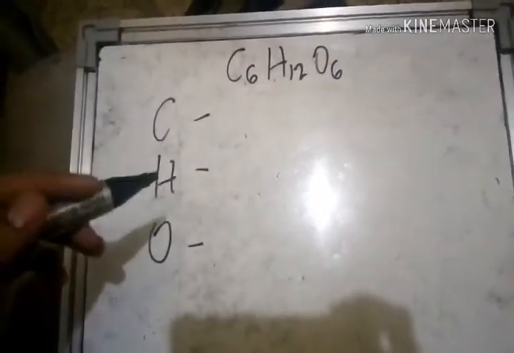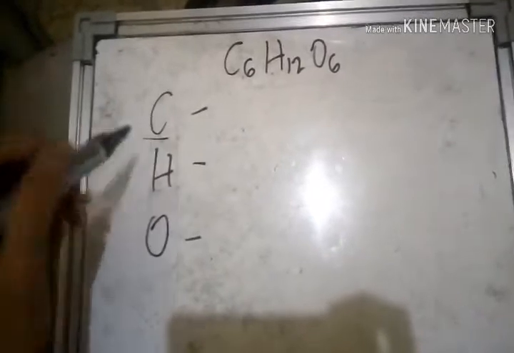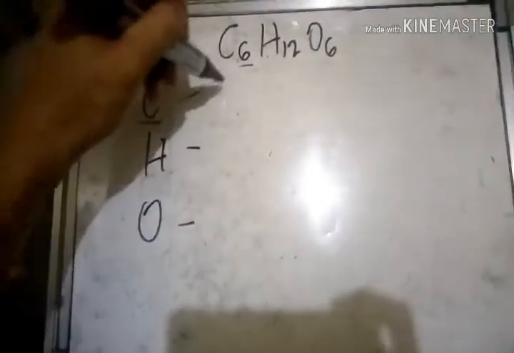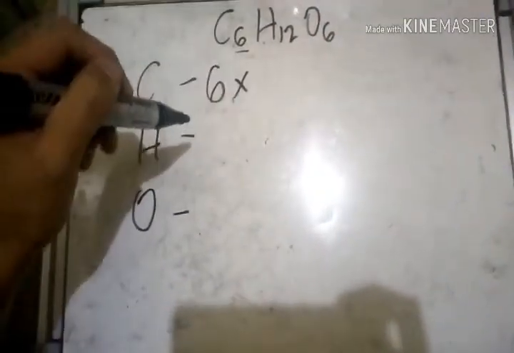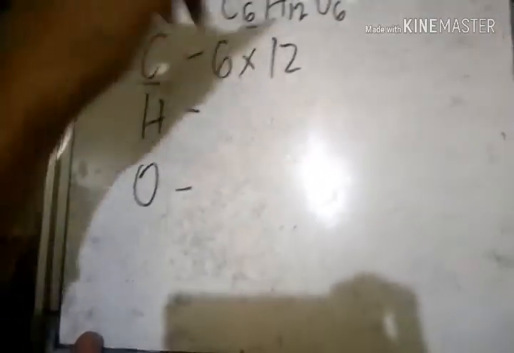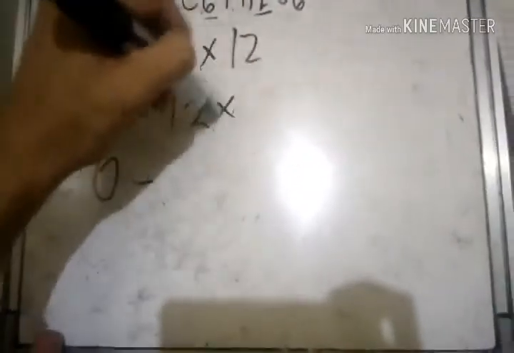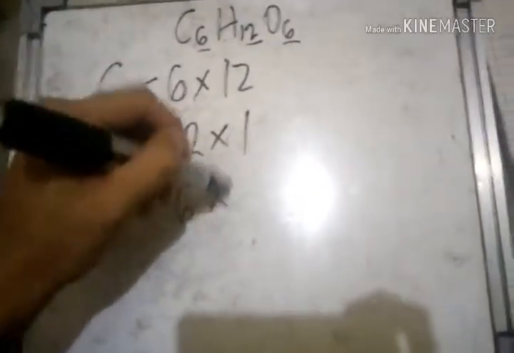Find the percentage composition of glucose, which is C6H12O6. For that, first we need to determine the formula mass of each element. So first we have the carbon. Carbon we have here 6, so let's put 6 here, times the atomic weight, which is 12. Next we have the hydrogen, we have 12 multiplied by 1. And lastly we have oxygen, that is 6 multiplied by 16.